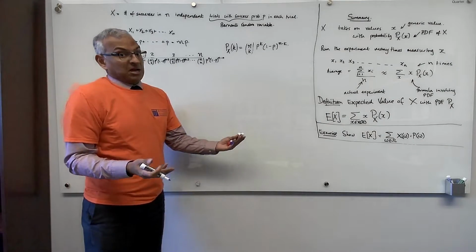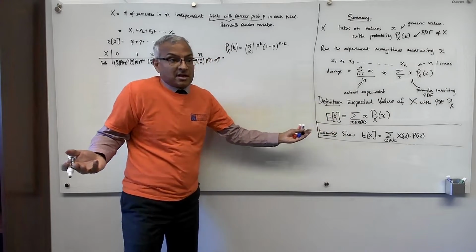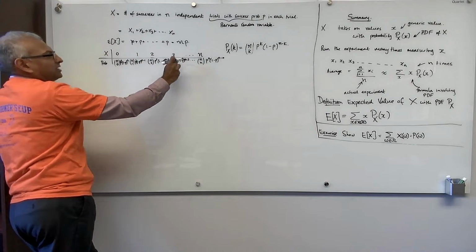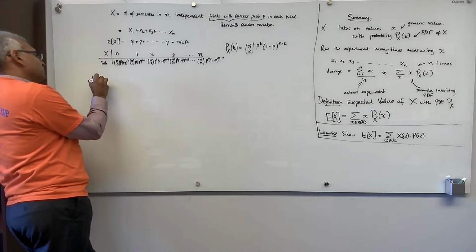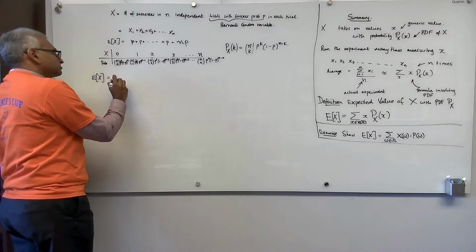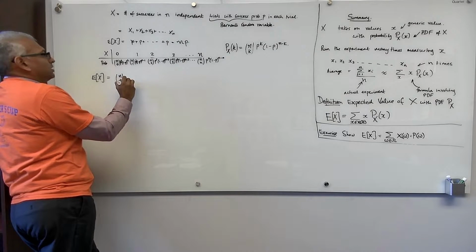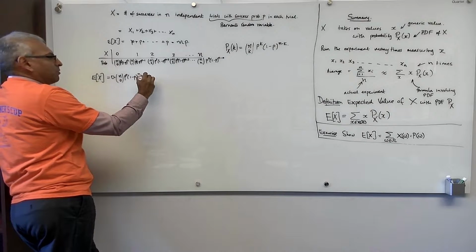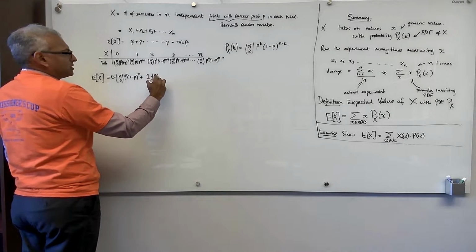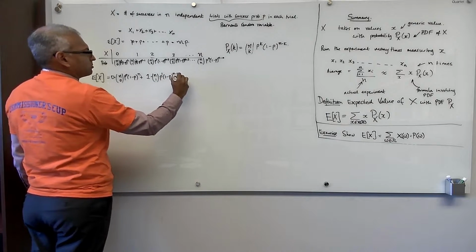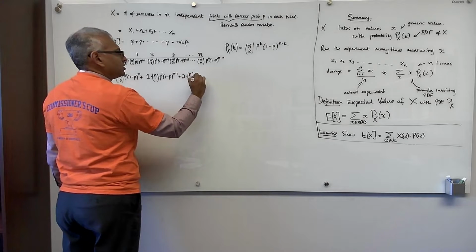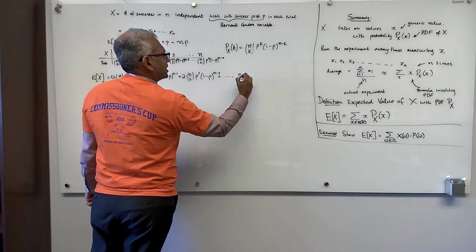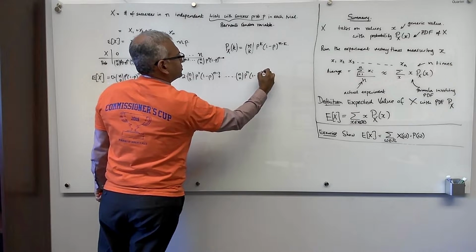Sometimes this sum is a complicated sum. So we weight this by the probability, weight this by the probability, and then add. So the expected value of X is equal to 0 times n choose 0, p to the 0, 1 minus p to the n, plus 1 times n choose 1, p to the 1, 1 minus p to the n minus 1, plus 2 times n choose 2, p to the 2, 1 minus p to the n minus 2, plus dot dot dot, plus n times n choose n, p to the n, 1 minus p to the n minus n.